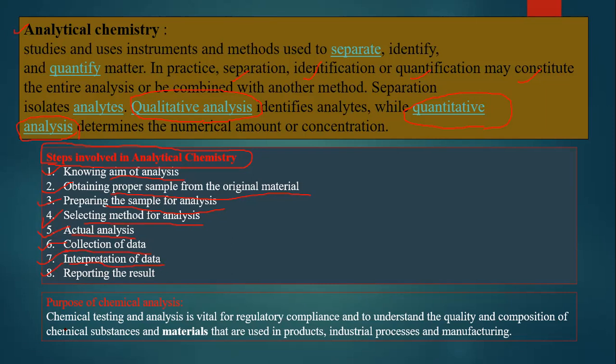Now, what is the purpose of chemical analysis? You are doing the analysis, but you must know why you are doing it. What is the motto, the purpose behind this? Chemical testing and analysis is vital for regulatory compliance and to understand the quality and composition of chemical substances and materials that are used in. See, now this is important.